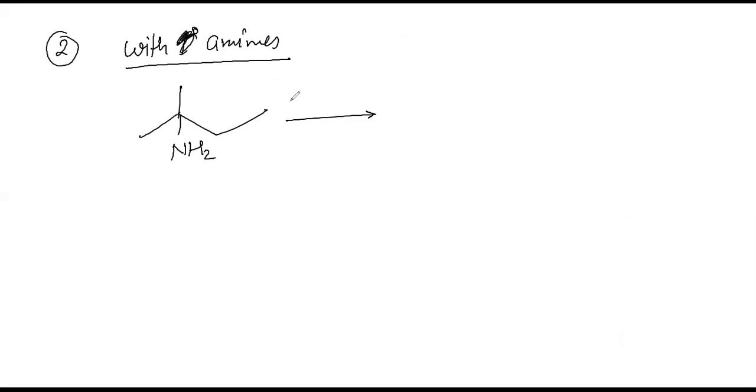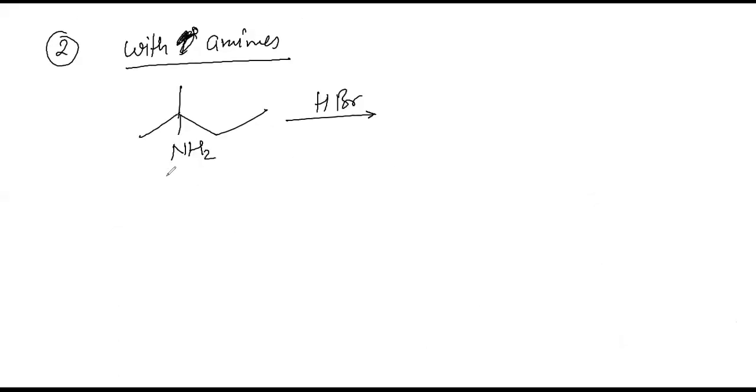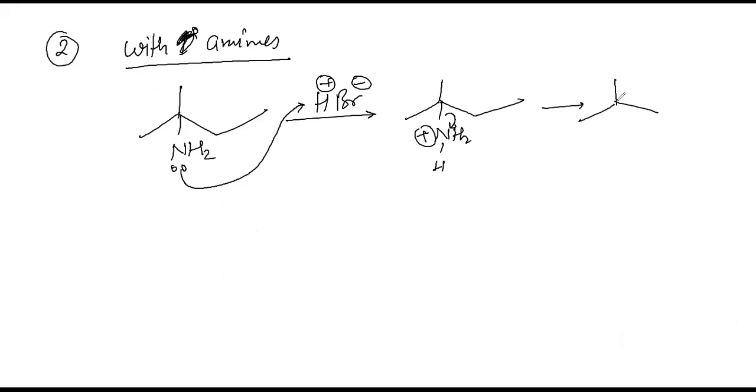Instead of writing with 1 degree amine, you just write with amines. Can you write the major product here? Have you written this one? Now can you start the reaction? How will the reaction start? So now H will get attached and form ammonium. Again, NH2 is a poor leaving group, so we are converting that poor leaving group into a good leaving group. Are you getting it?